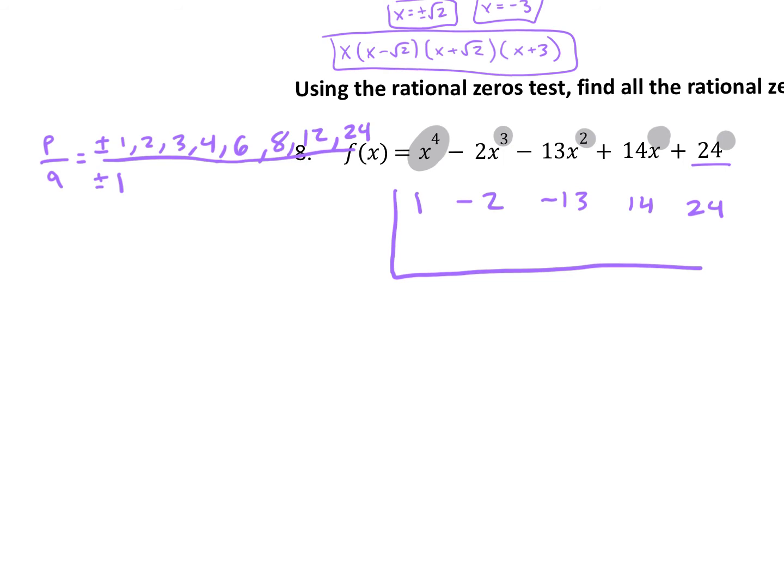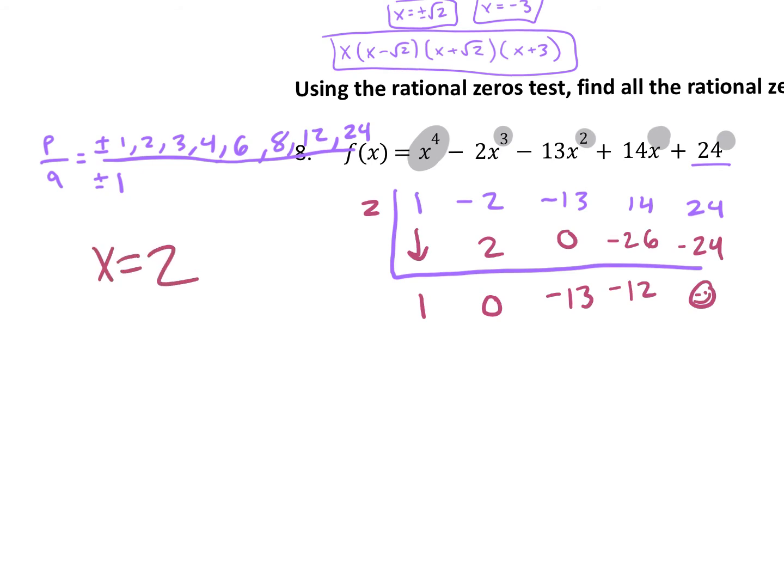What do you want to try first? Let's try 2. Hopefully you tried something that works. 1, multiply 2, we get 0, multiply 0, add negative 13, multiply negative 26, add 12, negative 12, multiply negative 24, 0. Yay. So x is equal to 2 is one of our answers.